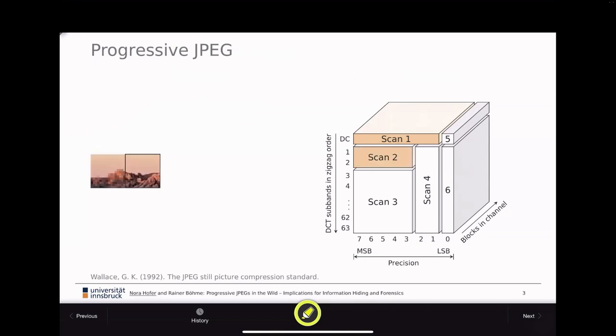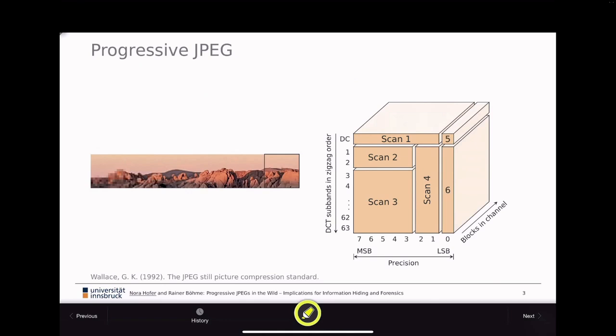Now, scan 2 contains the first two low-frequency AC coefficients, except for the 3 least significant bits. Now, scan 3 contains all the remaining AC coefficients, again, without the 3 least significant bits. And so on. You can probably get the idea already. After all scans are received, the image does not differ from an image that was sent sequentially.